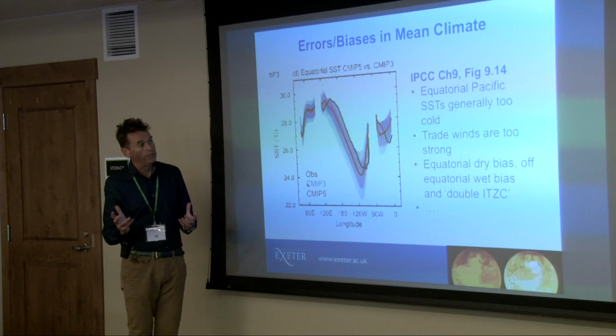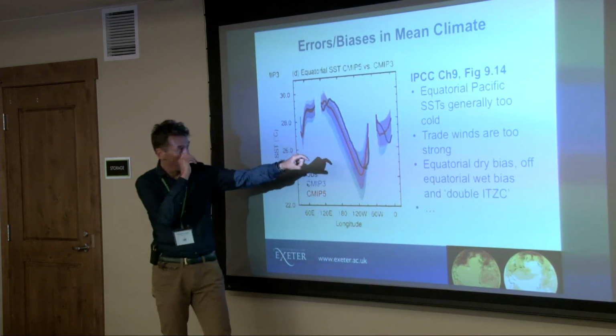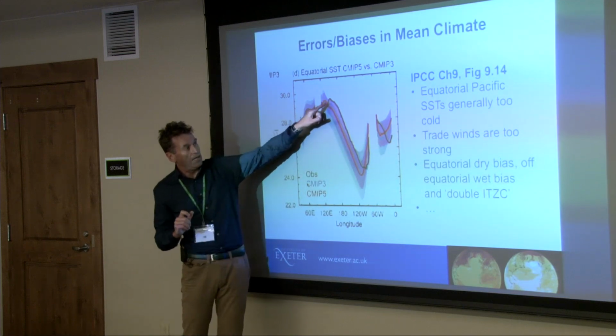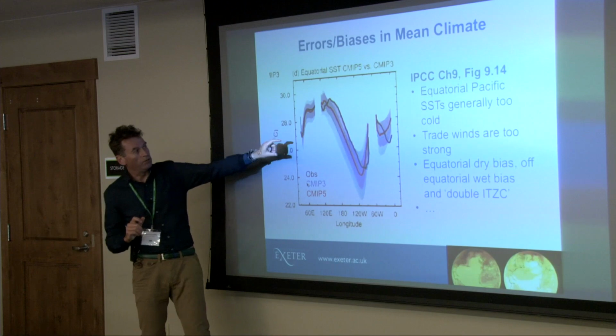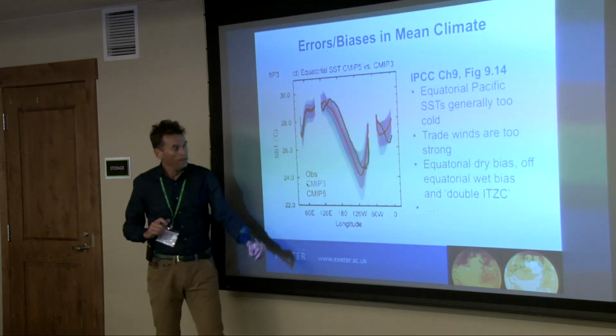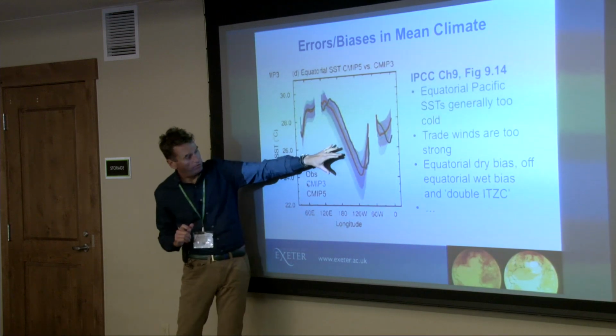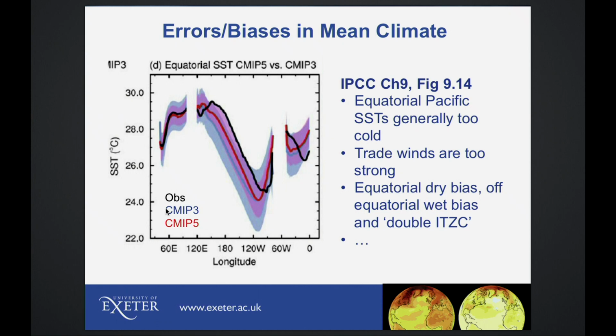So this is something I pulled out of the IPCC report, chapter 9. What it shows is the black line is the observed pattern of absolute values of SSTs if you just concentrate in the Pacific region, and the red is the CMIP5 models with some shading, and the blue is the CMIP3 models, and they consistently show this cold bias in the models.